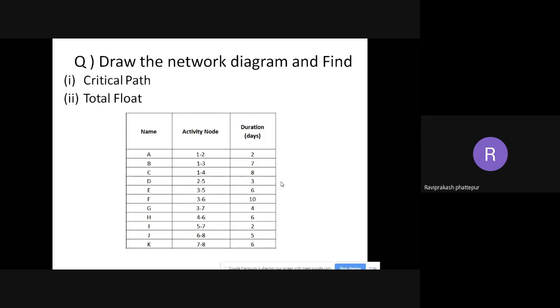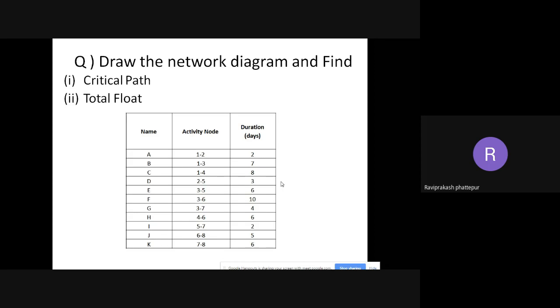Anything in this particular chapter, the network diagram is very important. You need to know how to draw the network diagram. Then only you can move ahead with the next thing. For critical path also, the network diagram is very important, and for total float also. The base of any problem to be solved in project management for your syllabus is that we need to be able to draw a network diagram based on the information they have given to you.